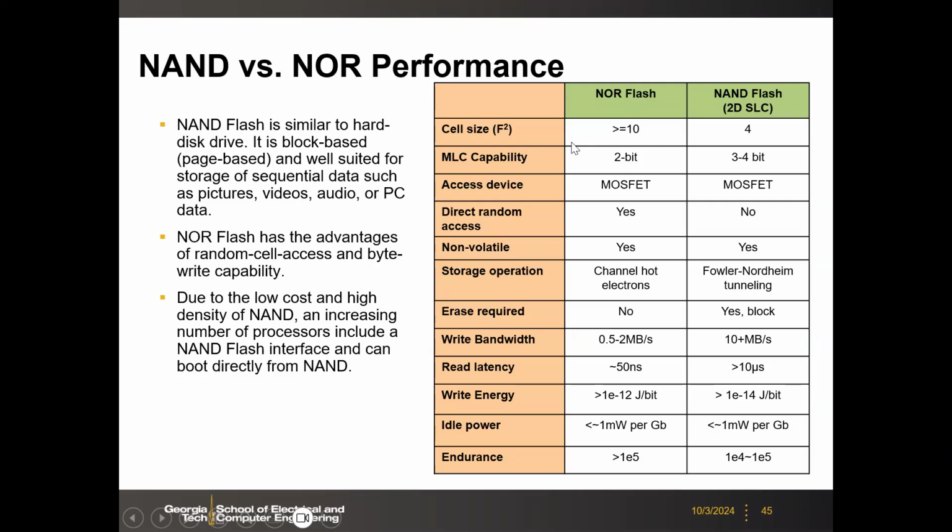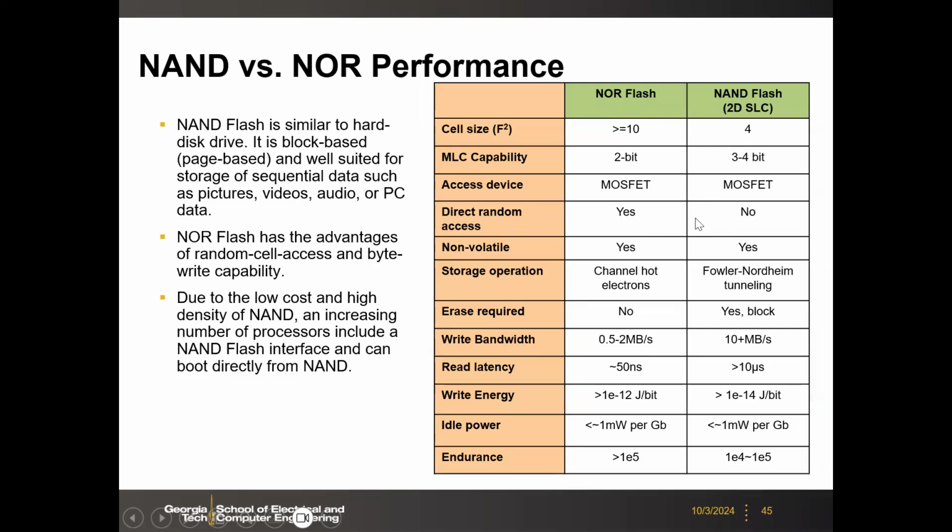So here we already set the cell size, right? For the 2D SLC, single level cell, you have 4F square. And for the multi-level cell, NOR flash can do multi-level, and NAND flash you can even do 4 bit per cell. We'll talk about that in the next lecture. So here, what's the difference?